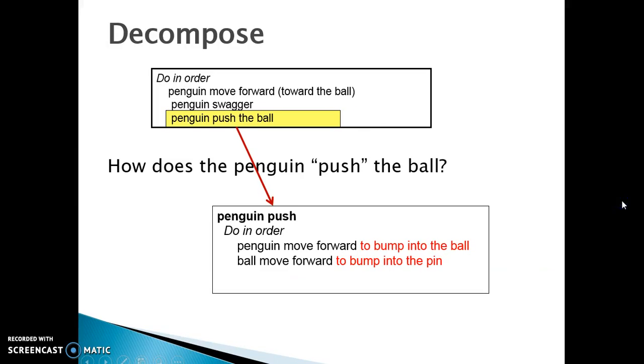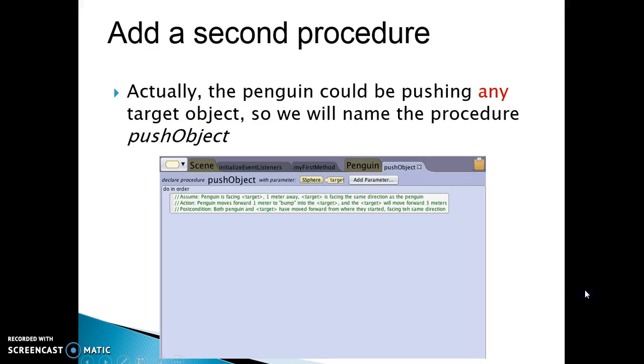Okay, so we talked about the penguin swaggering, great big deal. Now we want the penguin to push the ball, and the penguin's going to move forward to bump into the ball, and then the ball will move forward to bump into the pin. So we're going to add a procedure, but we're going to add it in the penguin class, meaning that the only objects in there are the penguin. You know, camera and ground don't count.